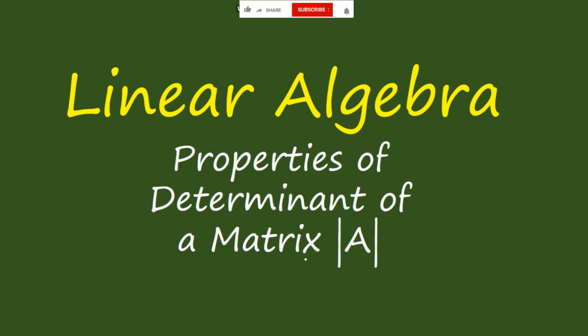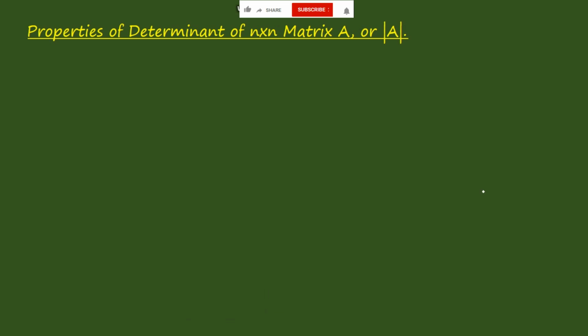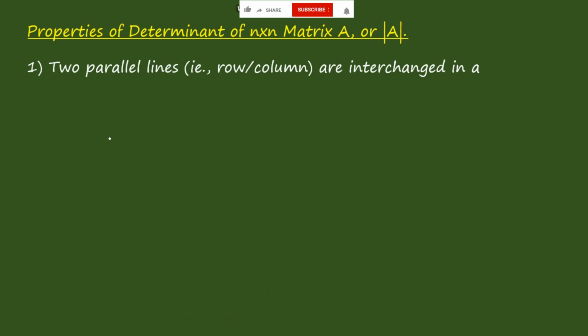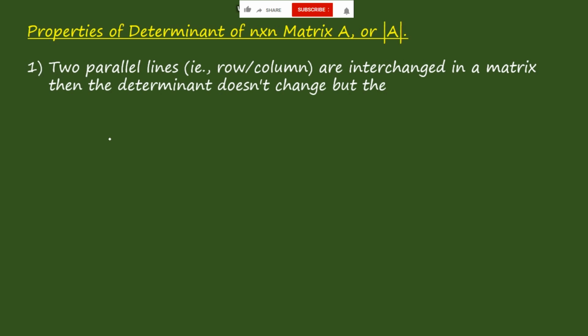Let us start now. Coming to important properties of determinant of a matrix. Point by point I will be explaining. The first one is, if two parallel lines, rows or columns, are interchanged in a matrix, then the determinant does not change but the sign changes. You have to remember that the sign will be changing. I'll be giving one example for it.